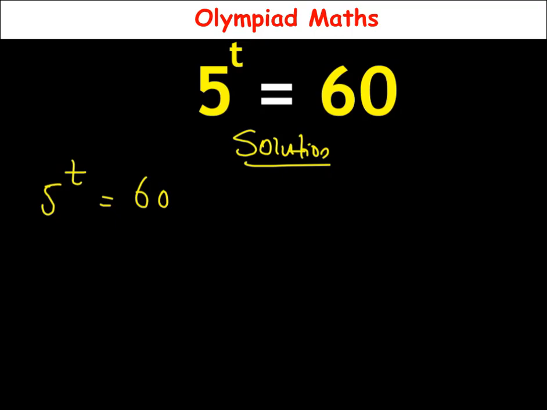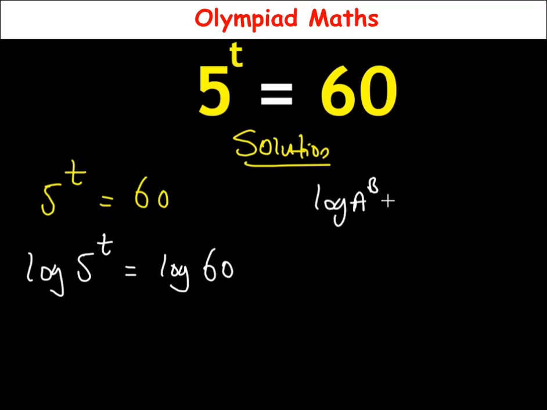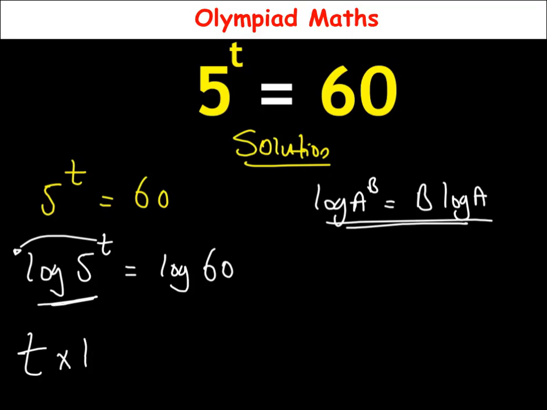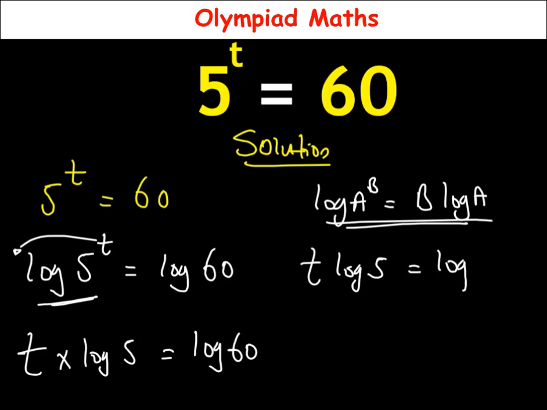So the first thing we're going to do is to introduce logarithm to both sides of the equation. So logarithm of 5 raised to the power t is equal to log 60, such that we can then apply one of the rules of logarithm, that if you have logarithm of a raised to the power b, this equals b times logarithm of a. So applying this rule right here, power t will come behind, and this becomes t times logarithm of 5 is equal to log 60. And with this, t times logarithm of 5 is t log 5, which equals log 60.